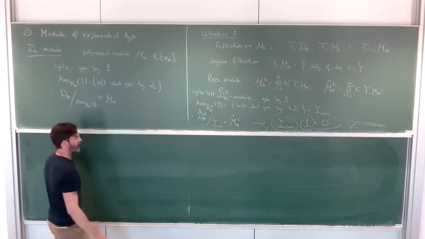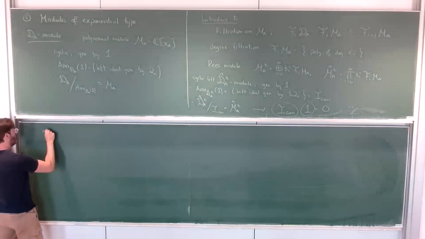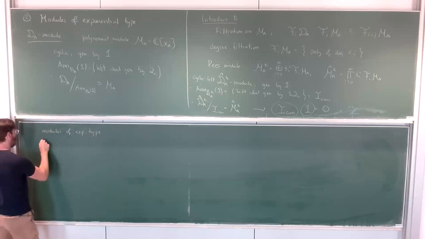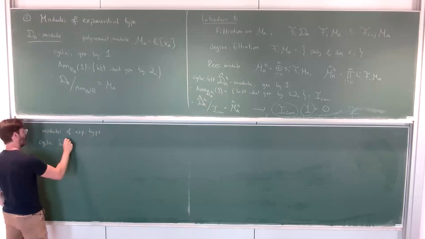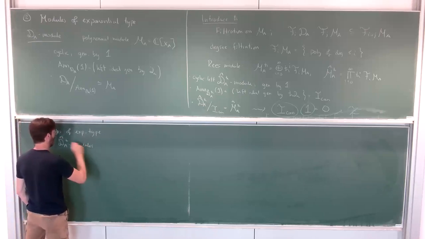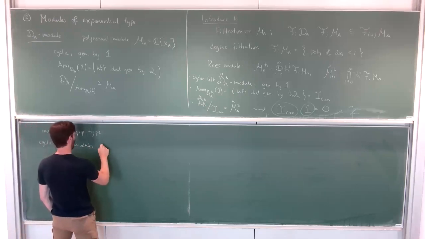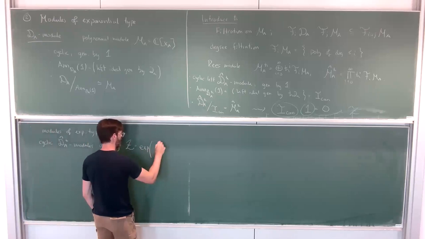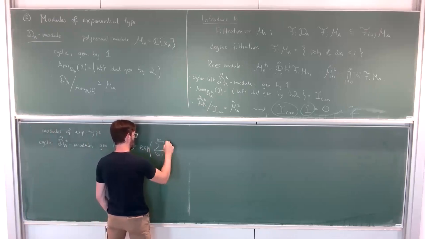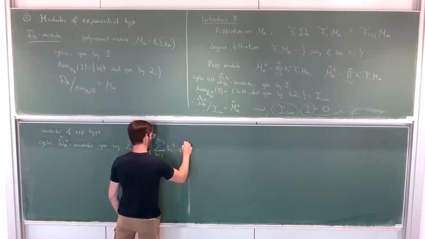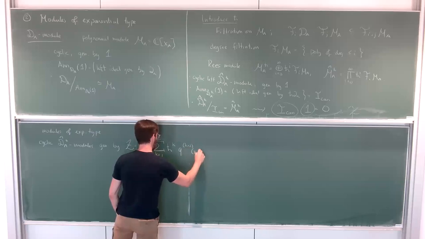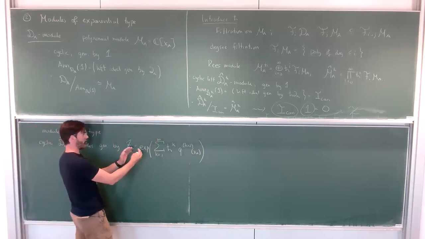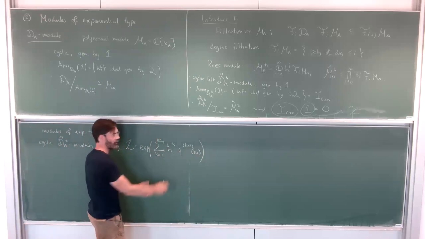So we need to define this kind of module, and that's what we do. The modules of exponential type are going to be just cyclic left modules over the completed Rees Weyl algebra, generated by an arbitrary partition function, which takes the form that we want. So this will be a sum. This is basically an exponential of a sum in h bar, and these are polynomials of degree less than or equal to k plus 2.